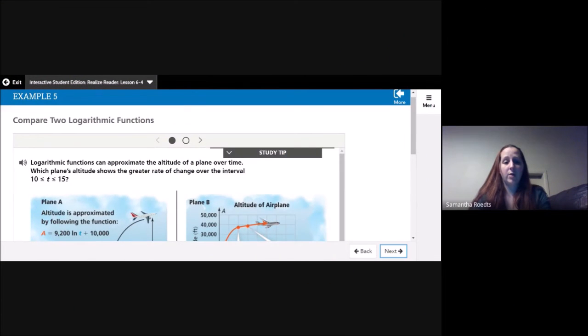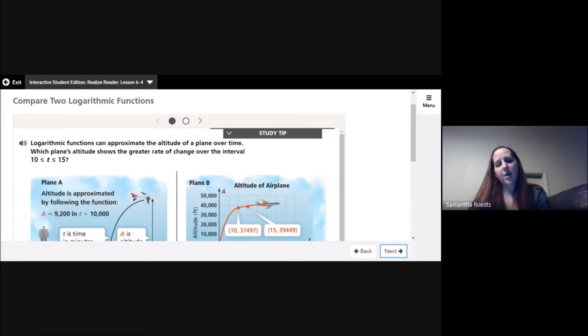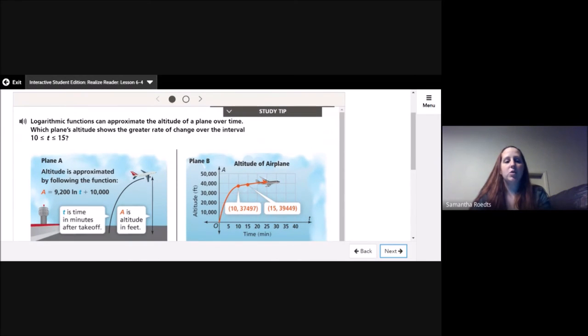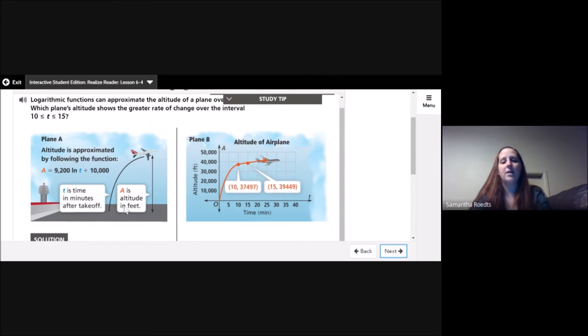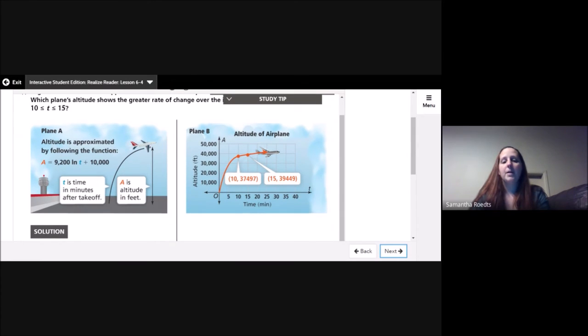Example 5, compare two logarithmic functions. So logarithmic functions can approximate the altitude of a plane over time. Which plane's altitude shows the greater rate of change over the interval? So t is between 10 and 15, so 10 is less than or equal to t, which is less than or equal to 15. So plane A, its altitude is approximated by the function a equals 9,200 ln t plus 10,000, where t is time in minutes after takeoff and a is altitude in feet. Plane B, they gave us 2 points: at 10 minutes, 37,497, and at 15 minutes, it was 39,449.